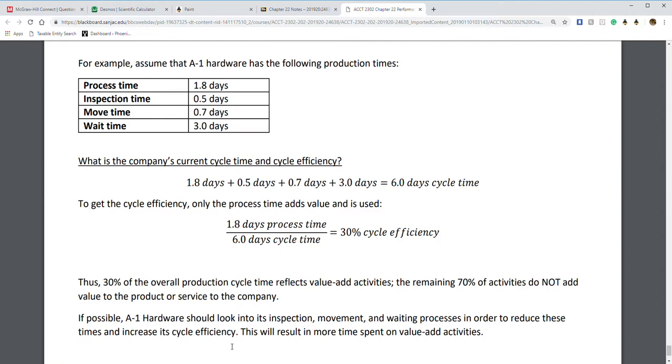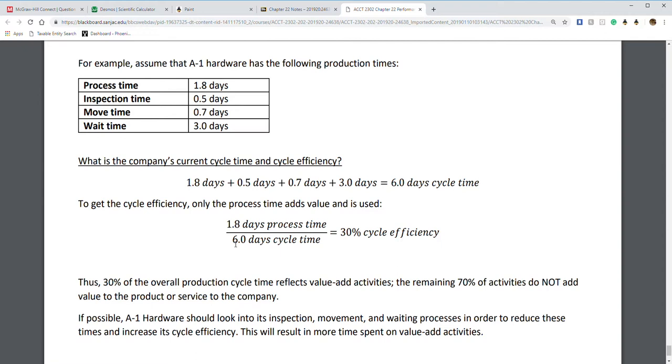That's not good. So when we add those all together, we find out that for the product to go from production, that gives us value, to selling, or basically sold, sits for almost a week. It takes about 6 days. Not the greatest. So how efficient is this? Well, we take the process time, which is the 1.8, and divide it by 6, the cycle time. And we find out that's only 30% effective.